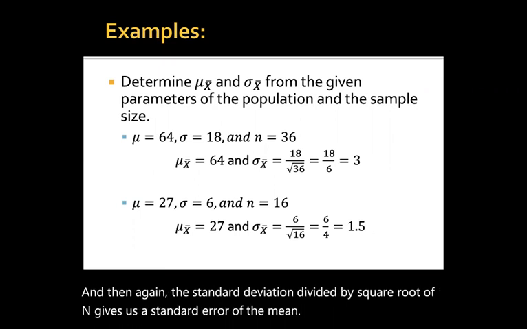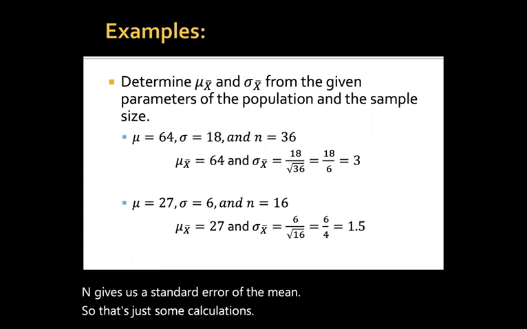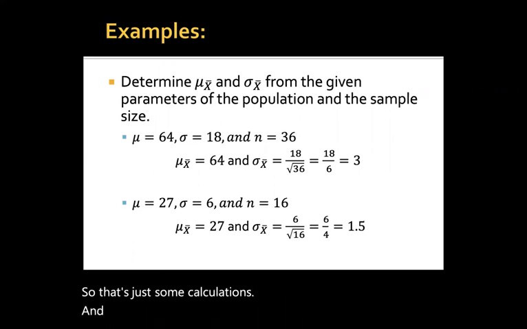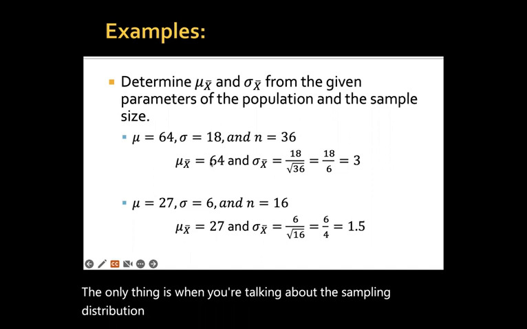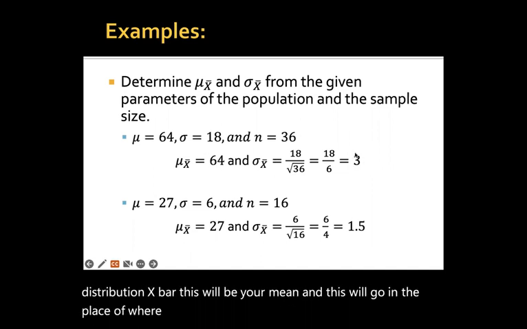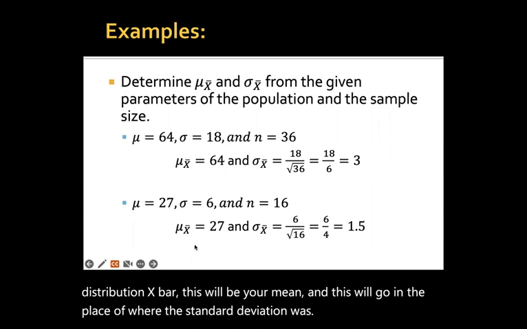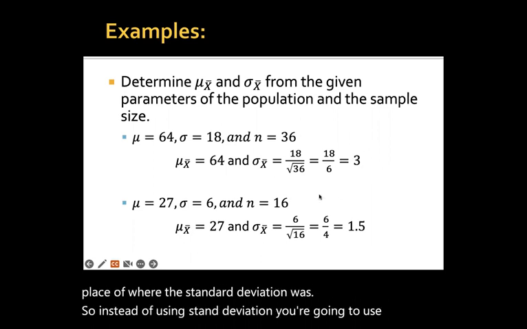So that's just some calculations. And then all of the normal distribution stuff we did before holds. The only thing is, when you're talking about the sampling distribution of x bar, this will be your mean, and this will go in the place of where the standard deviation was. So instead of using standard deviation, you're going to use the standard error of the mean.